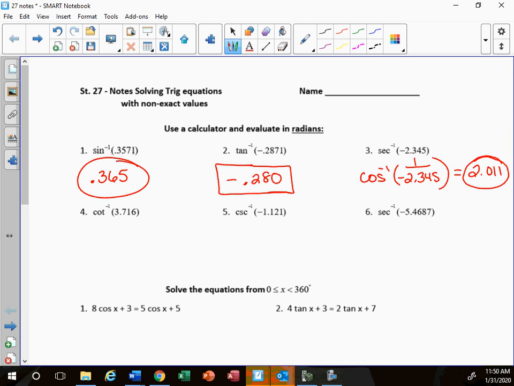Let me know. Try 4, 5, and 6. I know we're going to go to lunch here, but try those 3. Same idea as number 3. You do not have a cotangent key. I think you're going to find that part to be pretty easy too. All right, guys, go to lunch. We'll do it after, okay?